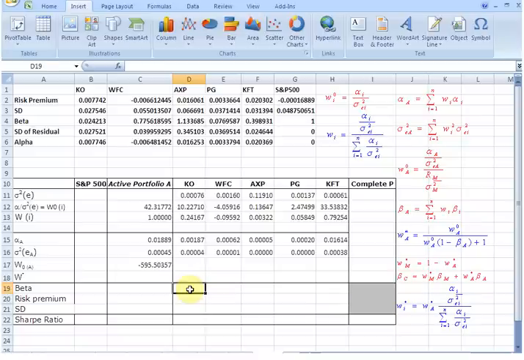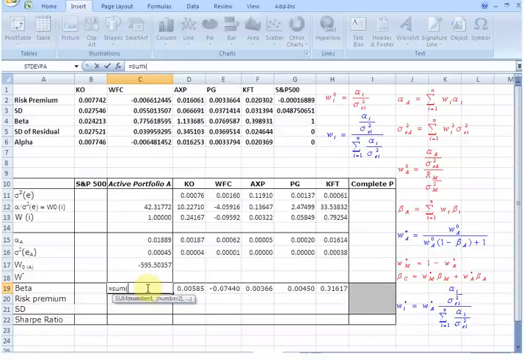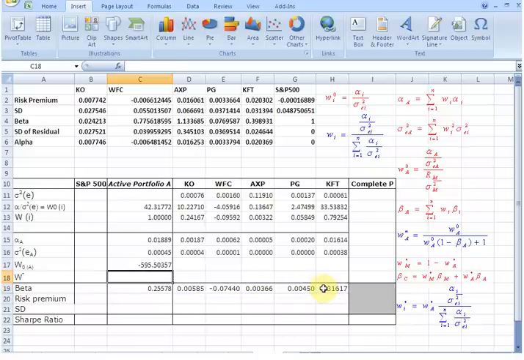So let us do it here. For Coca-Cola, this is the weight, and we are going to multiply this with the beta of Coca-Cola, which is this. Hit enter. We see 0.00585, and we can drag this for all the other securities in the active portfolio. The sum of all these betas is going to be the beta of the active portfolio. So let's take the sum. So this is our beta for the active portfolio, 0.25578.